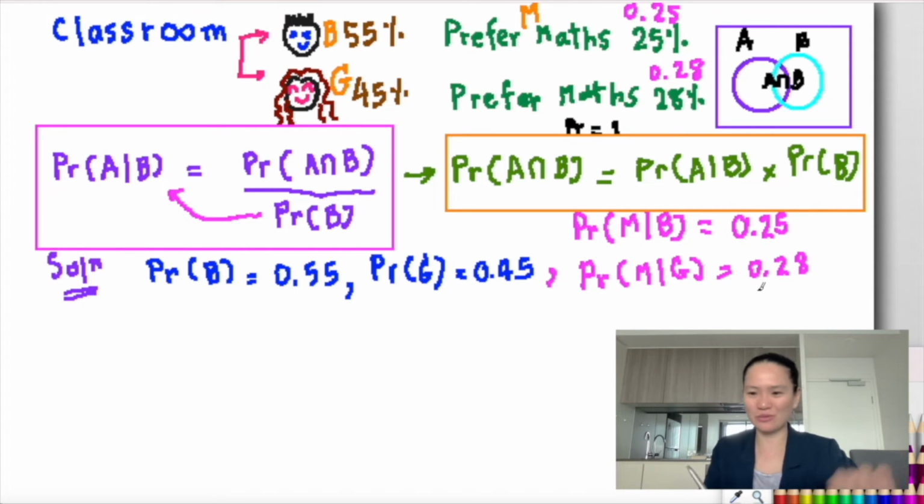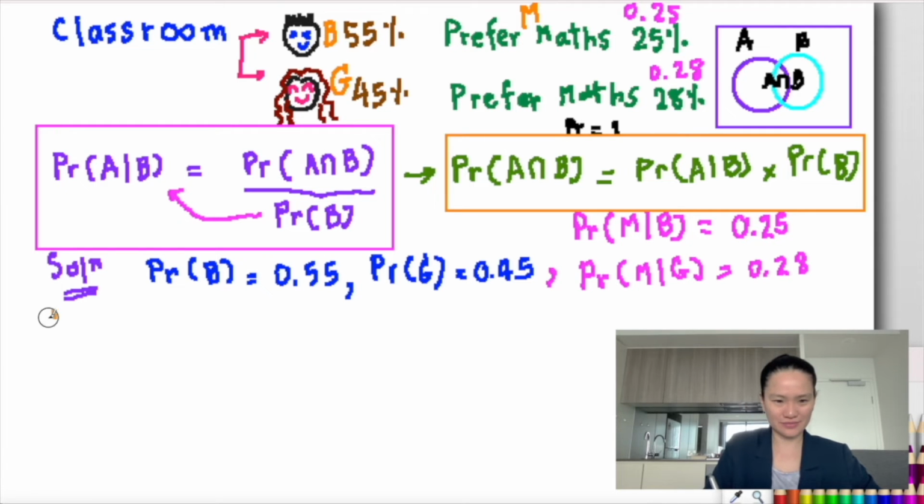Now it's an exciting process. We're going to construct a tree diagram.